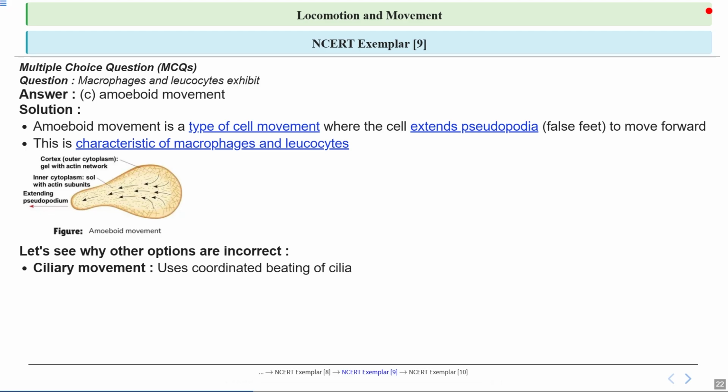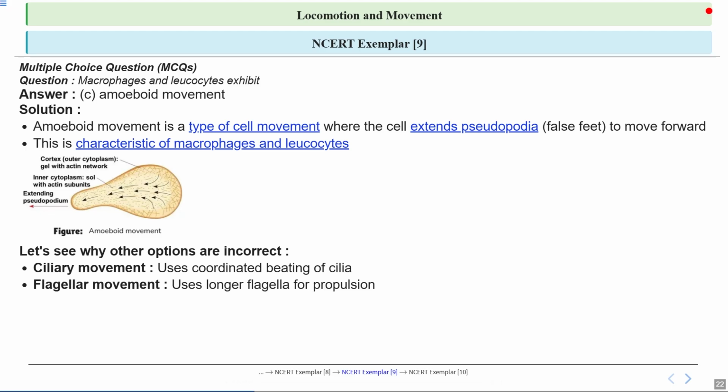For ciliary movement, it refers to the coordinated beating of cilia, which are tiny hair structures on the surface of certain cells. These cilia work together in a synchronized manner to move substances or fluids across the cell surface, such as in the movement of mucus in the respiratory tract or the movement of eggs in the fallopian tube. This process is essential for various physiological functions and is regulated by the cell's internal structures.